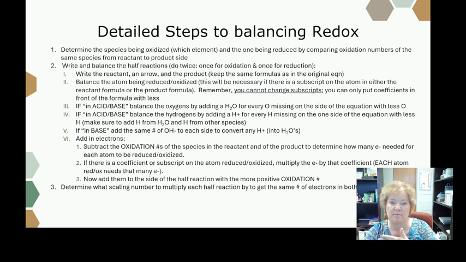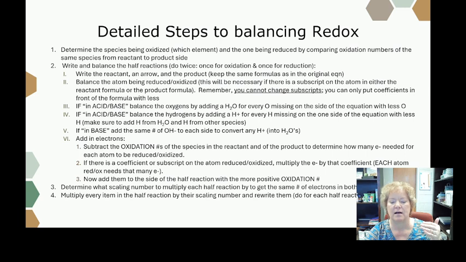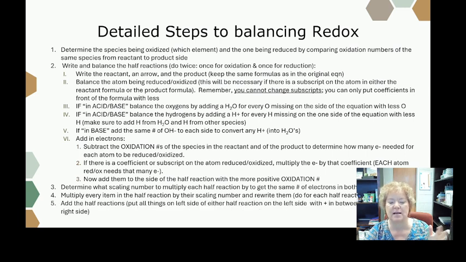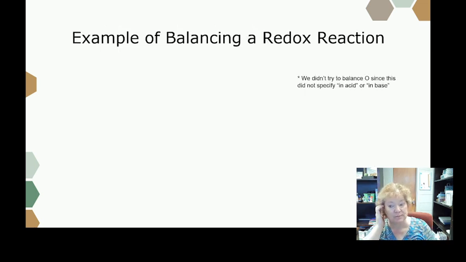And I'll just, if I multiply by 2, I multiply everything in there by 2. Then I will rewrite those, and then I'm going to add all the half reactions together, and when I'm done I can remove the electrons out. Okay, so let's balance one.